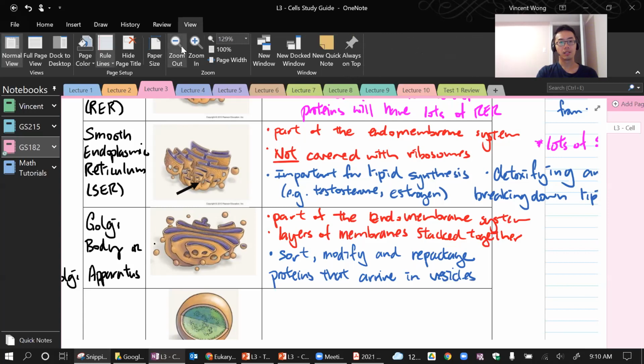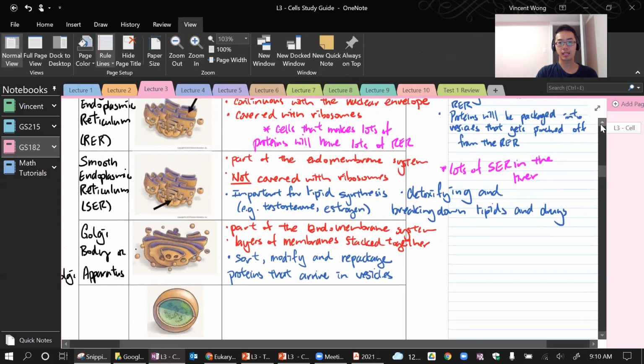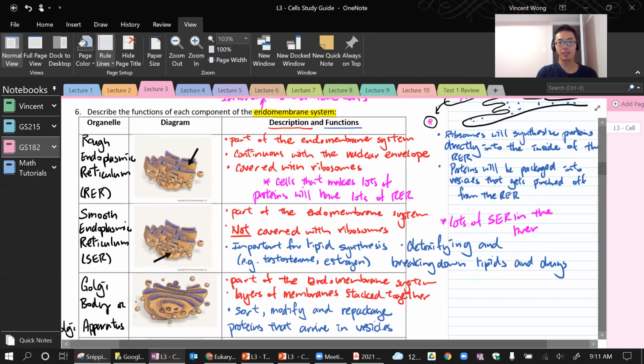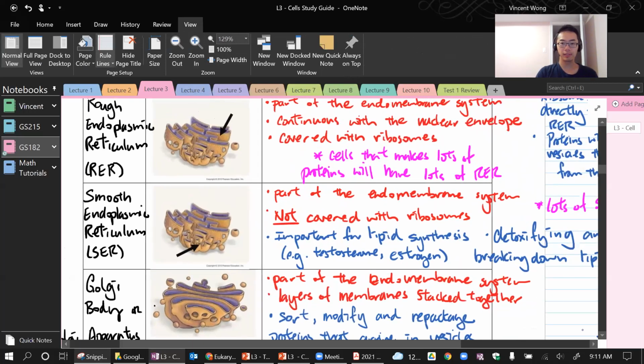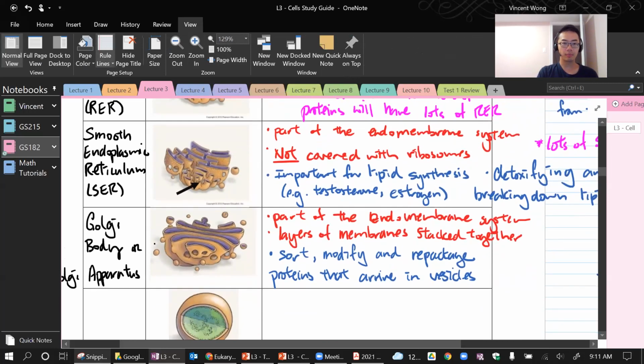Just let me go back here for a second. Remember this one over here, this guy that gets pinched off from the rough ER? Where is it going to go? Well, some of it is going to go to the Golgi body. So over here, it's going to go to the Golgi body. This one might come in and fuse with the first layer of the entire Golgi body stack.